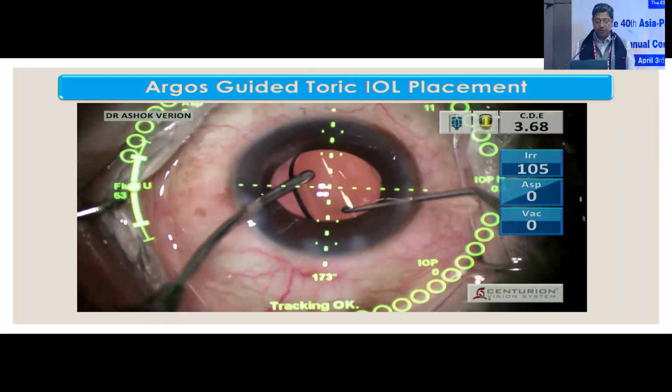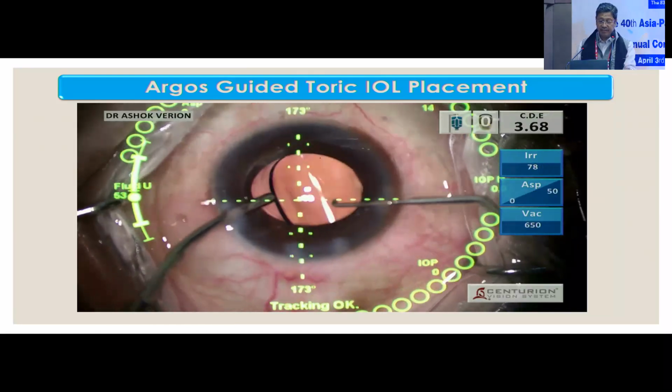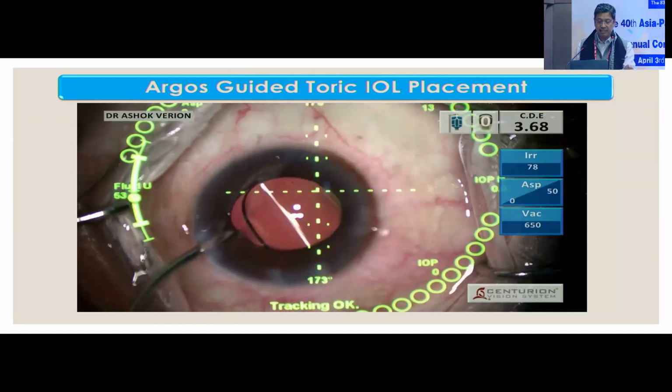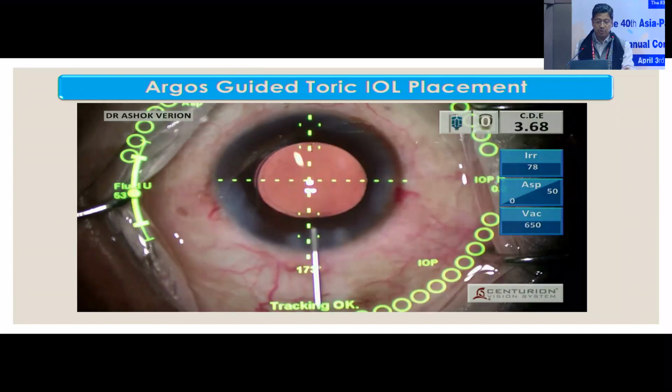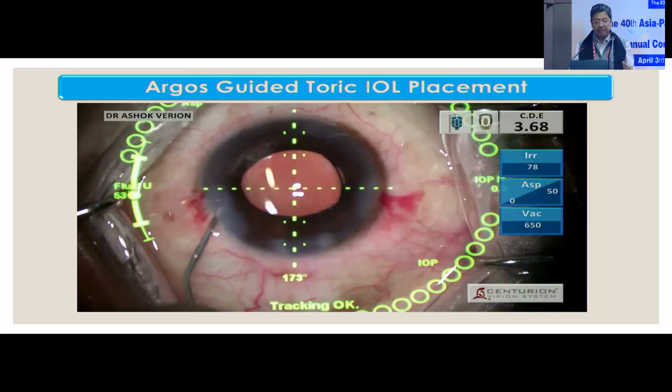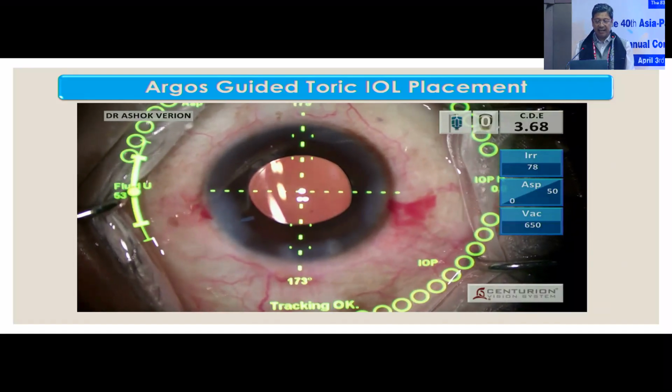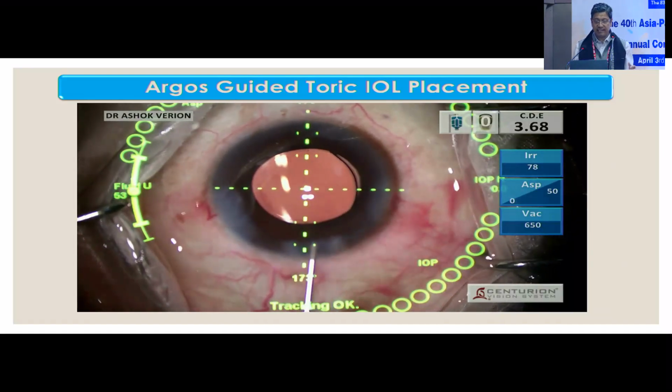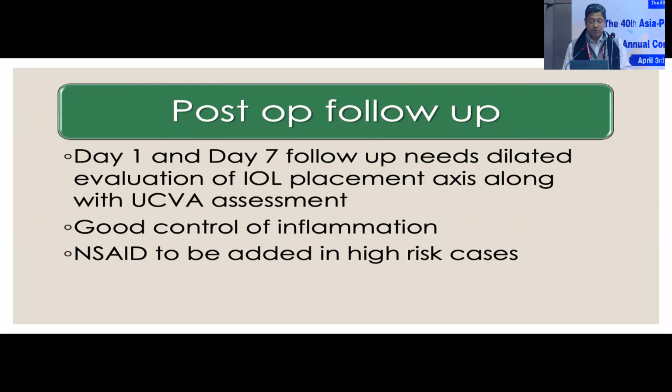So before you put the lens inside, make sure that the anterior chamber is thoroughly washed, no viscoelastic left. Allow the haptics to open up and then put it in the right plane and then hydrate, not too much, not too less. So follow-up is important.